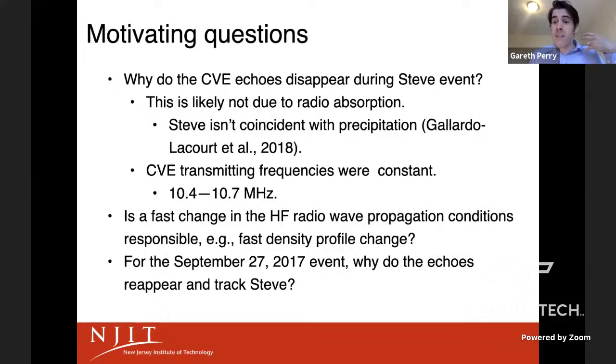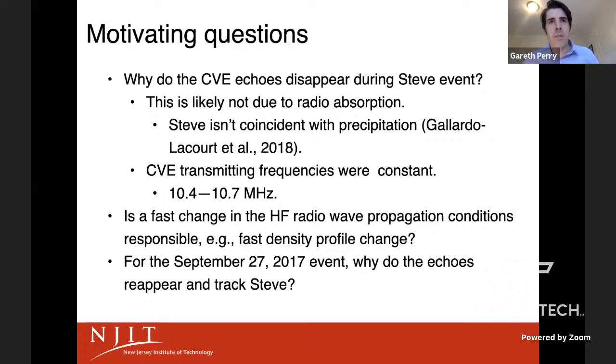Why are they disappearing? And we know it's not a radio absorption event. From Bea's work, we know we don't have really hard precipitation agitating the D region, which would then absorb the HF emissions. That's not happening here, so it has to be something else. We also know it's not a matter of the radar operating conditions changing. We checked, and in both cases Christmas Valley East radar was transmitting between 10.4 and 10.7 megahertz.